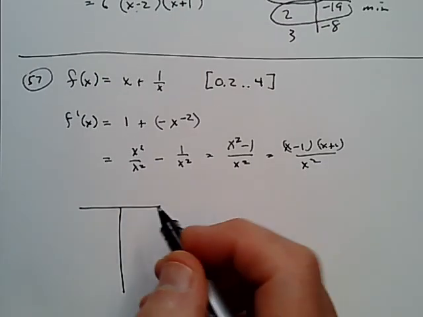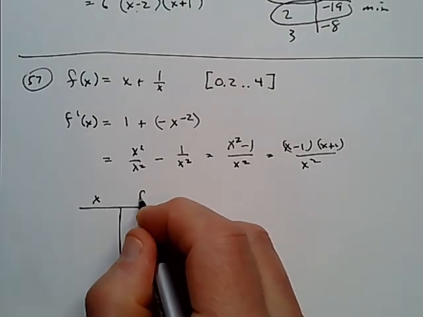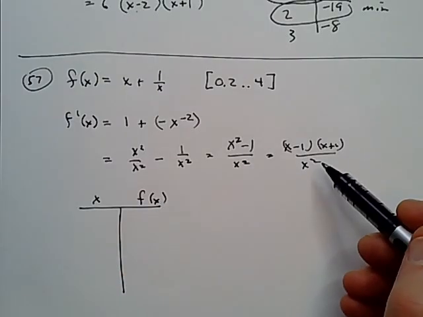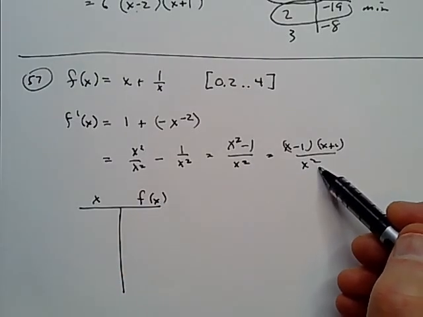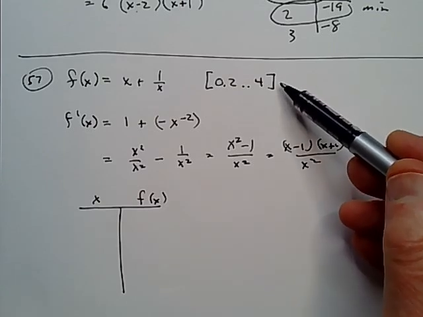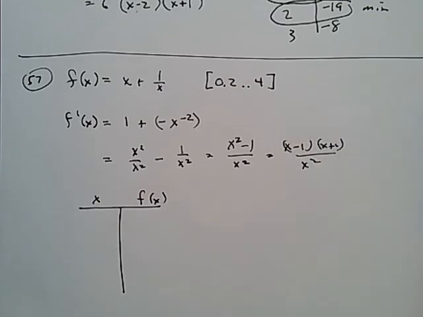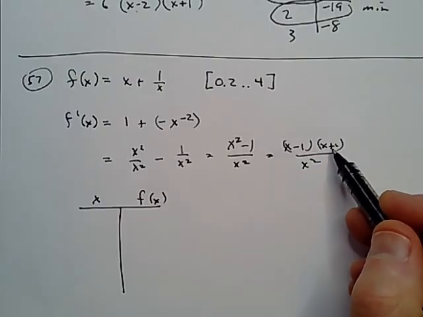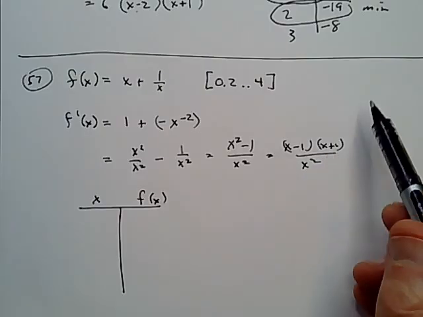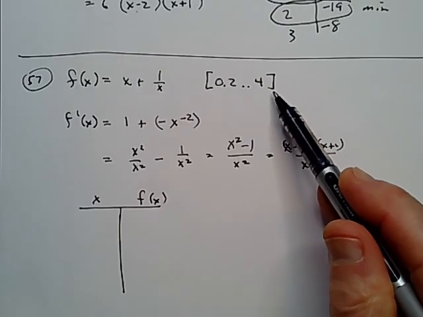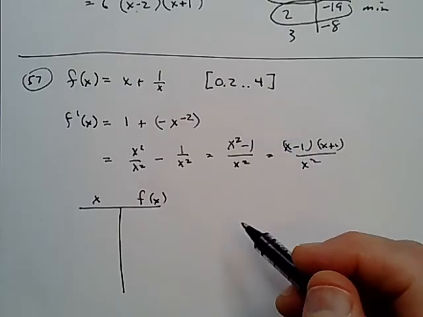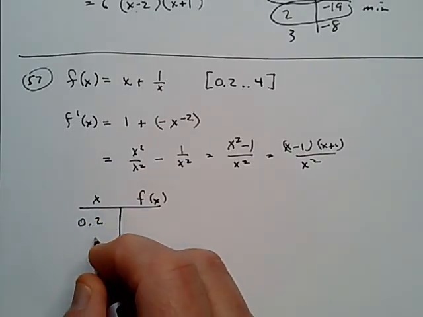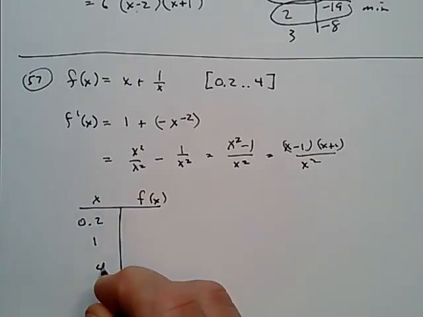So this is x and f of x. Now I said that the derivative is undefined at 0, but 0 is not in the region of interest, so I don't have to include it in the table. I also said that the derivative is equal to 0 when x is minus 1, but minus 1 is not in the region of interest, so I'm not going to include it either. So the only things that get put in the table are 0.2, positive 1, and positive 4.